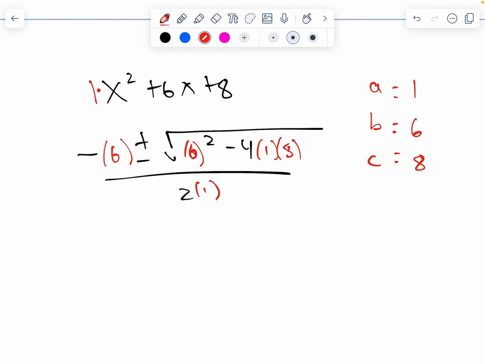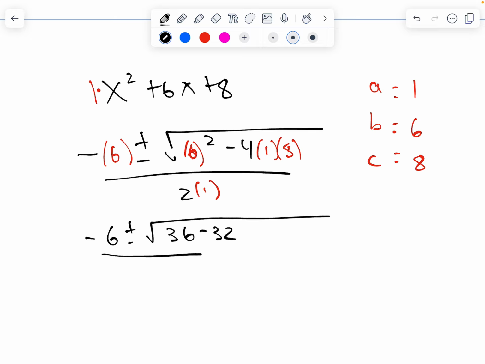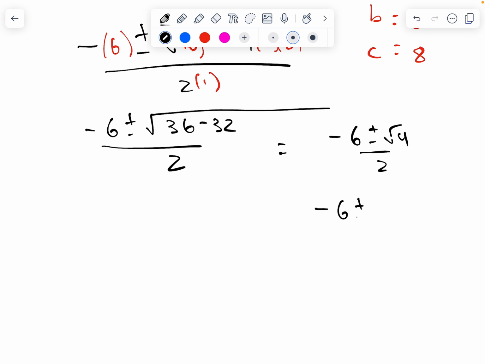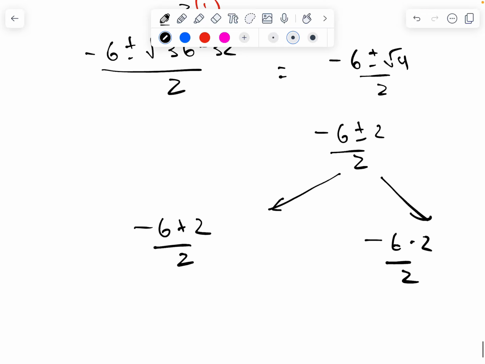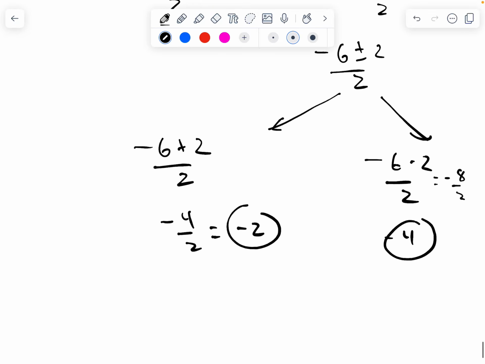All right. Now when we simplify this out, it's going to be negative 6 plus or minus the square root of 36 minus 32 over 2. And that's going to further simplify to negative 6 plus or minus the square root of 4 over 2, which is going to be negative 6 plus or minus 2 over 2, which is going to turn into these different possibilities: negative 6 plus 2 over 2, negative 6 minus 2 over 2, and that's going to turn into negative 4 over 2, which is negative 2, and that's going to turn into negative 8 over 2, negative 4. So we have those two solutions, negative 2, negative 4.